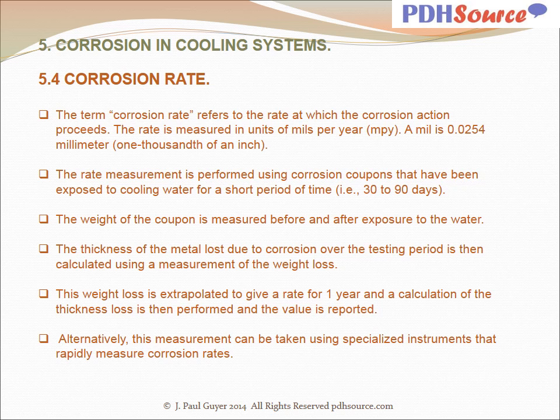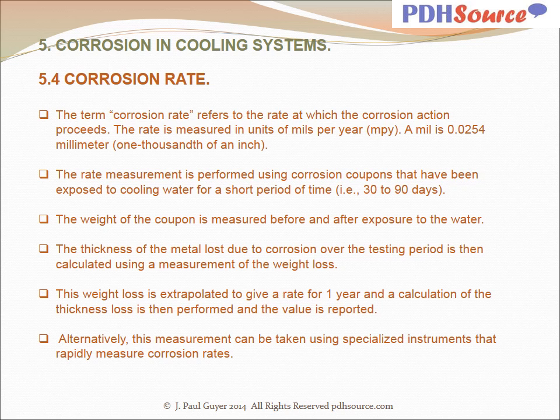The term corrosion rate refers to the rate at which the corrosion action proceeds. The rate is measured in units of mils per year, abbreviated MPY, which is 1/1000th of an inch. The rate measurement is performed using corrosion coupons that have been exposed to cooling water for a short period of time, typically 30 to 90 days. The weight of the coupon is measured before and after exposure to the water.